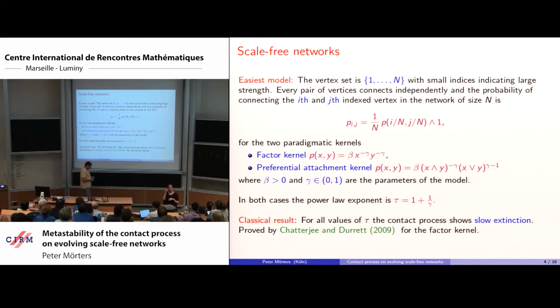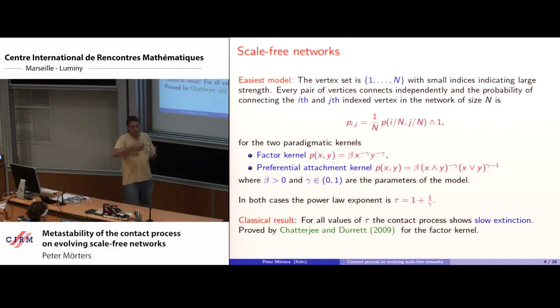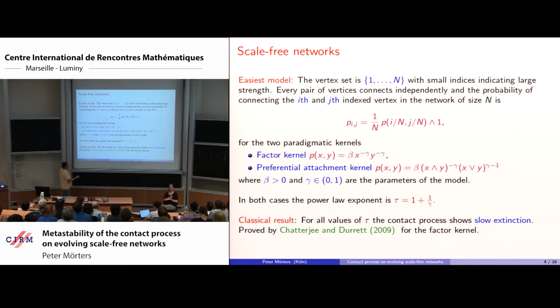So that's the metastable situation, and that's different from when you put this on, say, a regular graph, where of course you have fast extinction, because there are positive infection rates where you can have just polynomial extinction time. But this is not possible here. You have slow extinction, so there is this phenomenon that the infection can survive for a very long time, and I'm going to explain in a minute how this is happening.